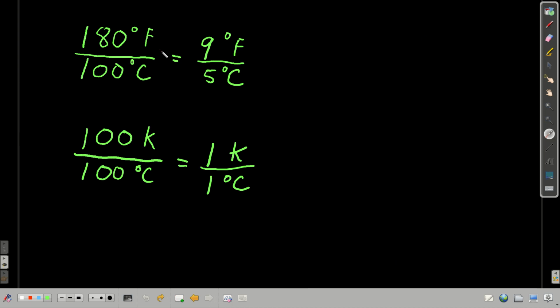So we know that there are 180 degrees Fahrenheit for every 100 degrees Celsius, which reduces to 9 degrees Fahrenheit for 5 degrees Celsius, and the kelvins and degrees Celsius are the same. Which means that if we want to convert degrees Celsius to degrees Fahrenheit, we're going to have to multiply the temperature in degrees Celsius by 9/5, or we could also write this as 1.8 degrees Fahrenheit per degree Celsius. Now, these are exact numbers, definitions. These are exact numbers here.